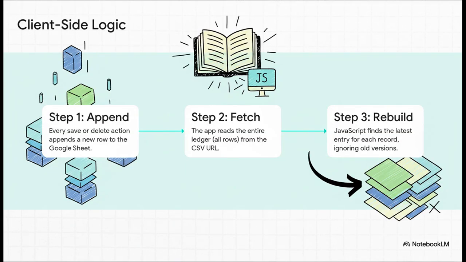So the secret sauce is that all the intelligence, all the logic, isn't on some expensive server. Nope, it's built right into your app's own JavaScript code. When your app needs data, it just reads the entire ledger history and, in a split second, figures out the current, up-to-date version of everything.